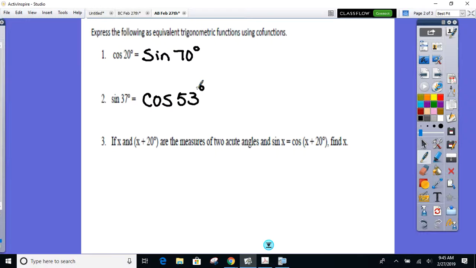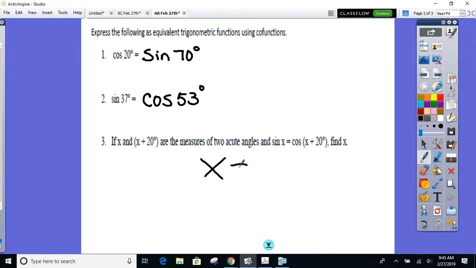All right, you guys are good there. Here's where I got to have you spot on now. x and x plus 20 are measures of two acute angles. And I'm telling you the sine of that angle and the cosine of this angle, x plus 20, are equal. Find x. And then you guys forget everything we just did, and this is what I see.